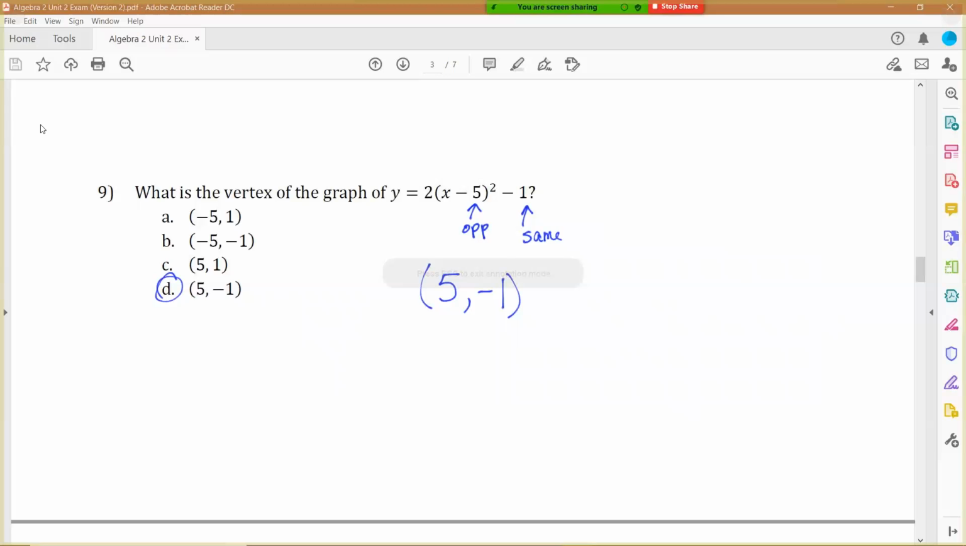Questions on this one? So remember, vertex form, opposite of whatever's inside your parentheses, number out at the end stays the same. It's actually written out on your formula sheet in the little box that talks about vertex form.